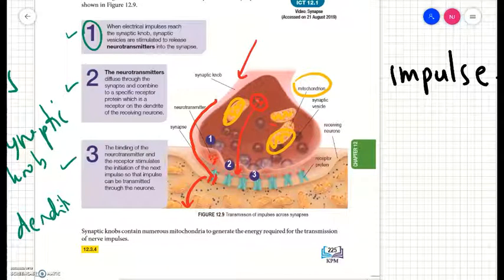Okay, so that is the subtopic that we want to learn today. The types of neuron ada 3 bentuk, which are motor neurons, sensory neurons, and relay neurons. Okay, you need to understand the structure, and then the next one you need to understand what is synapse and how the transmission of impulse in synapse. Okay, thank you very much.